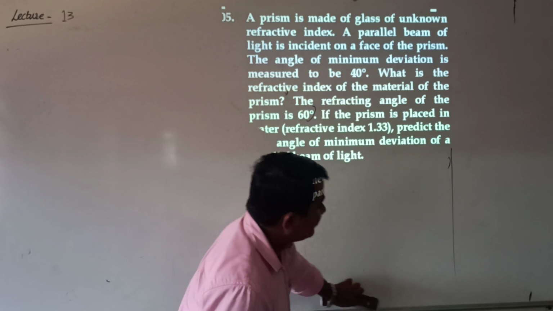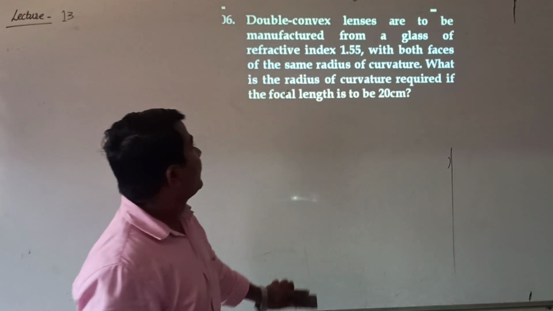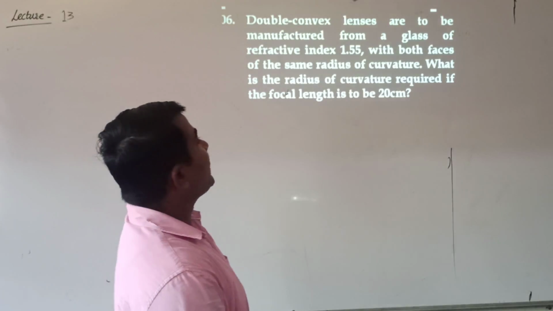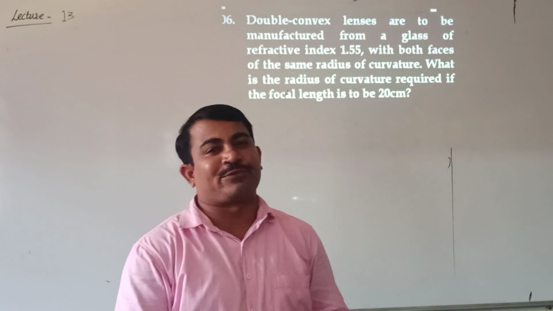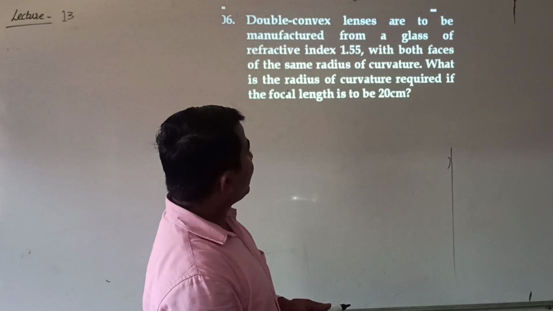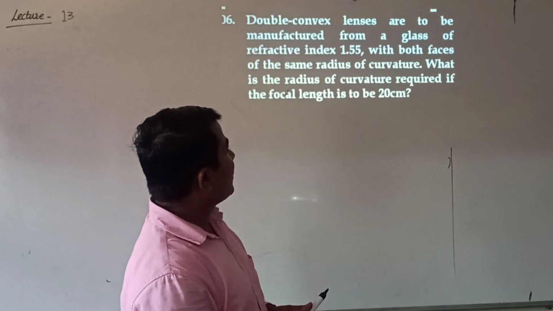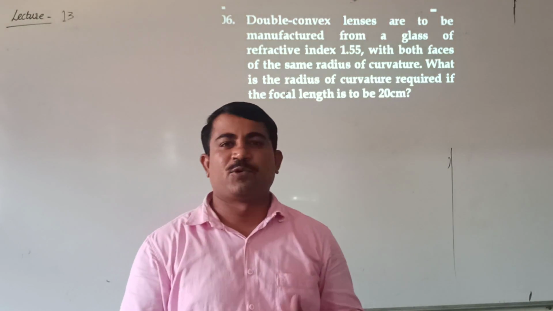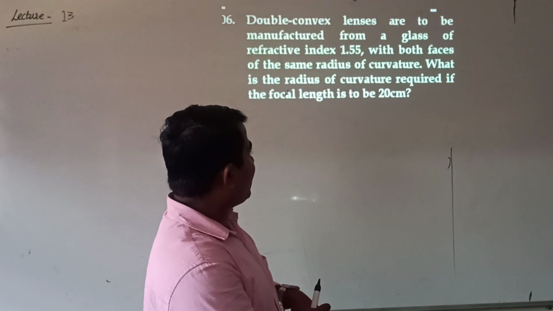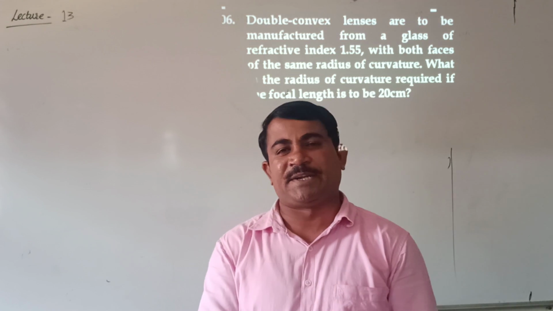Okay. Now, let us move to the next numerical. A double convex lens is manufactured from glass of refractive index 1.55, with both faces of the same radius of curvature. What is the radius of curvature required if the focal length is found to be 20 cm?